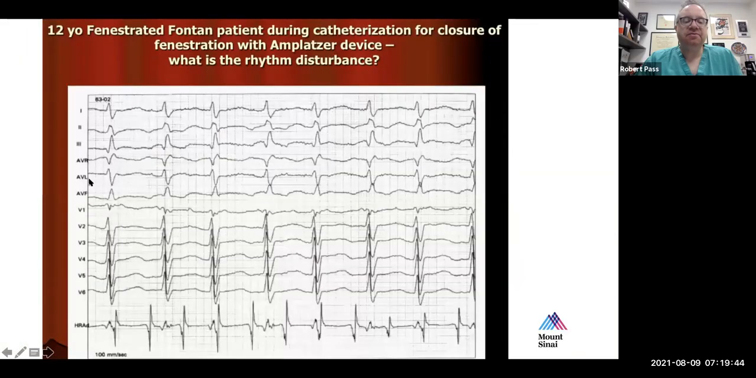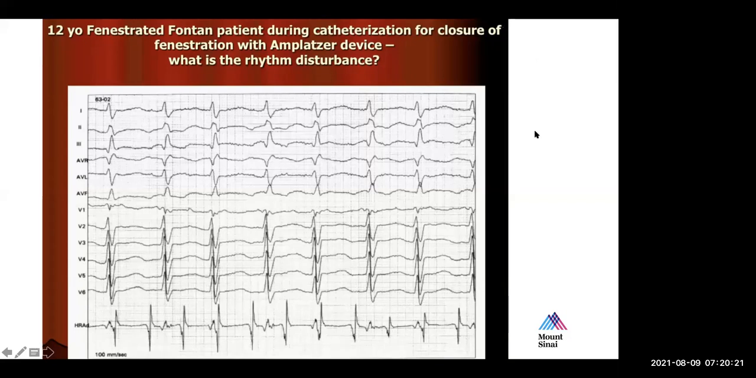Okay, and I think this will be our last one this morning. So this is a 12-year-old with a fenestrated Fontan during catheterization for closure. And the patient has this rhythm. And this is a high RA catheter. Essentially, the cardiologist has placed a catheter in the heart because of this somewhat irregular heartbeat. So let me ask Perna what she thinks about this rhythm.